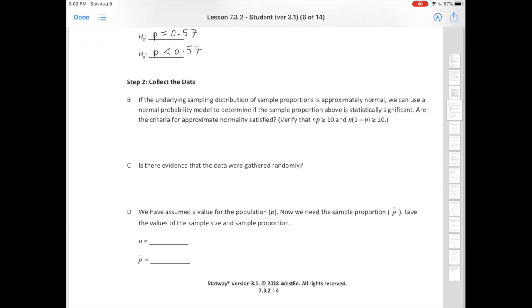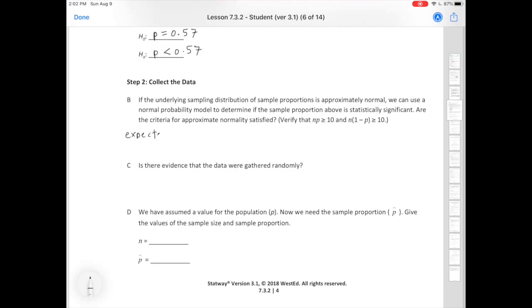Okay, step 2, collect the data. If the underlying sampling distribution of sample proportions is approximately normal, we can use a normal probability model to determine if the sample proportion above is statistically significant. Are the criteria for approximate normality satisfied? So whenever the problem asks us that, we need to make sure that 2 things are true. 1, that the expected number of successes and failures are at least 10, and also we need to make sure that it was a random sample. So let's go through these one at a time.